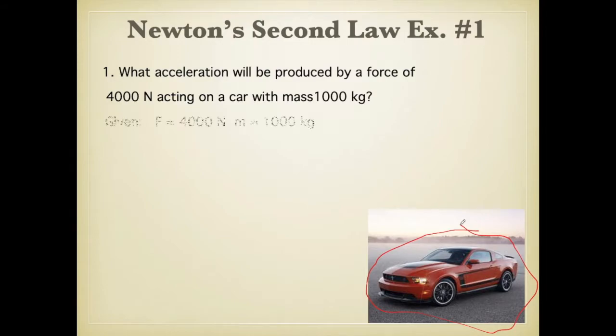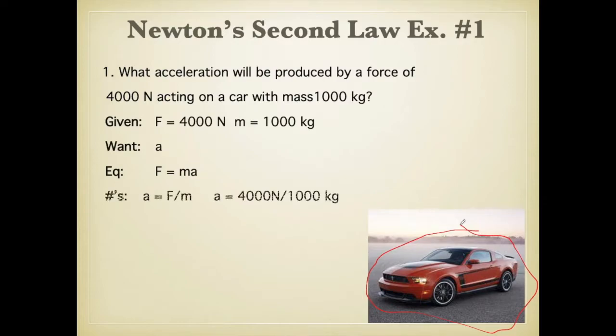All right, we're back. And if you look, our givens were not too bad. We just had two of them. We got our force was 4,000 newtons and the mass is 1,000. We're looking for A. Well, you only have one equation that has an F, M, and A. It's Newton's second law, F equals ma. So you just solve that for A.